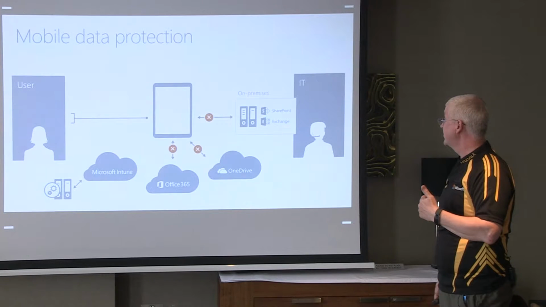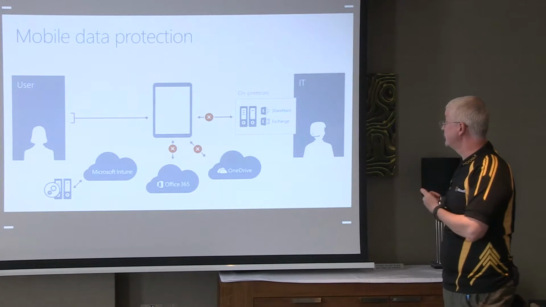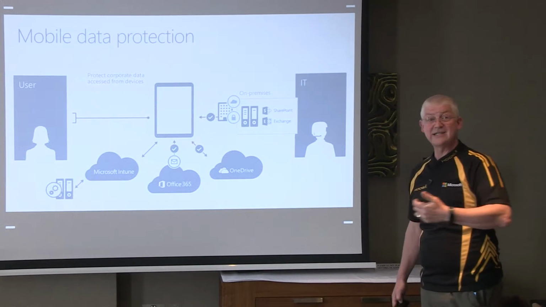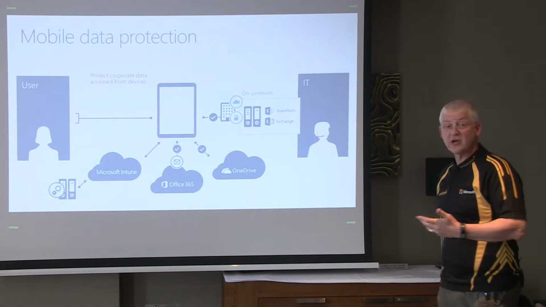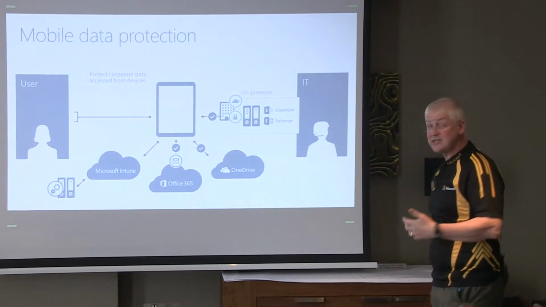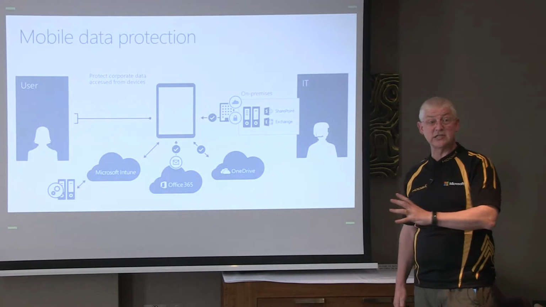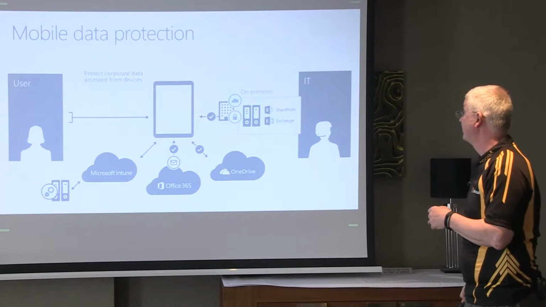So the device is not able to access Office 365, OneDrive or any of the on-premises solutions until Intune has authenticated that device for things like compliance. Is the device encrypted? Is it the right type of device? If it's an iPad, is it jailbroken? Or if it's an iPhone, is it jailbroken? If it is, I'm not going to let my data sit on there because I've got underneath the security and I can no longer control it.